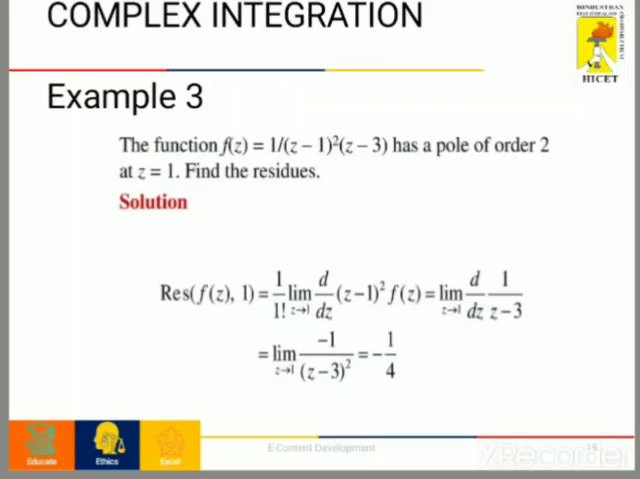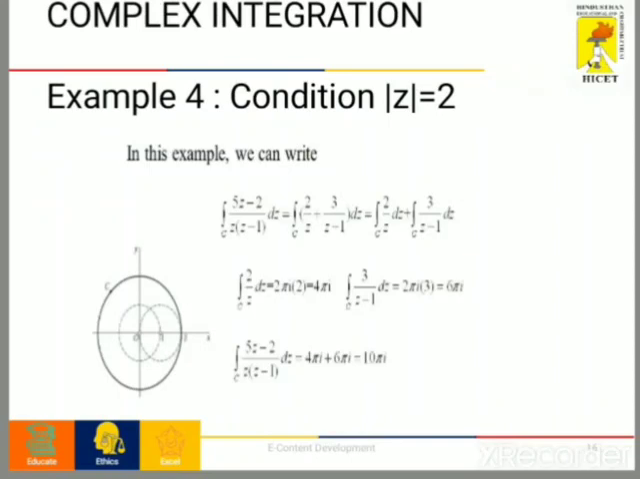So if we apply f of z, then z minus 1 the whole square, z minus 1 the whole square get cancelled. Therefore limit z tends to 1 d by dz of 1 by z minus 3. If we take the differentiation of 1 by z minus 3, it is minus 1 by z minus 3 the whole square. Hence if we apply the limit z tends to 1 of minus 1 by z minus 3 the whole square, it is minus 1 by 4. So this is the solution.